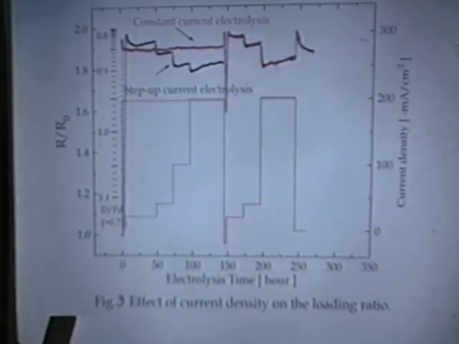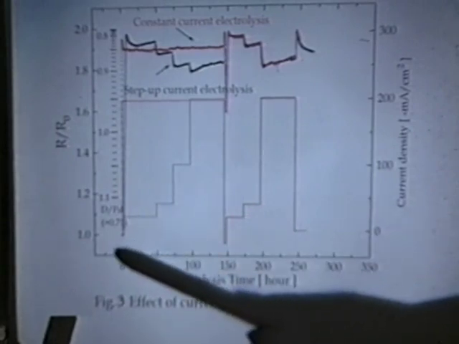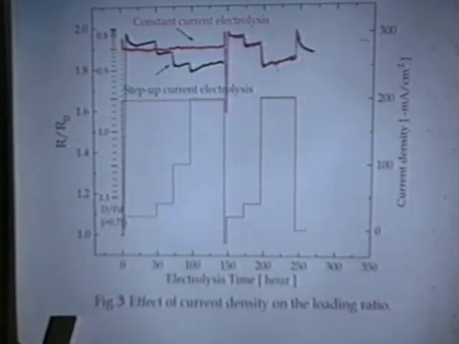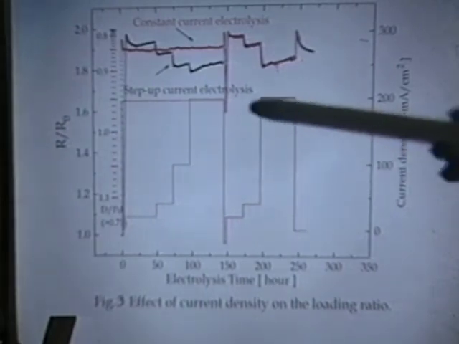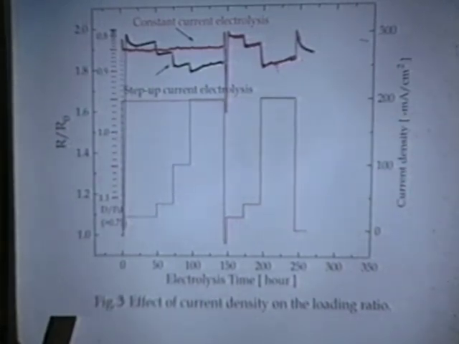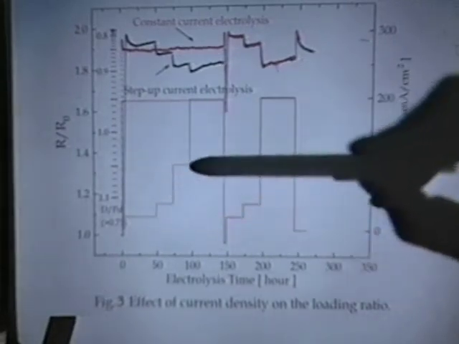This scale shows the D over Pd that is usable over 0.75. We carried out the electrolysis with two current modes. One is constant current electrolysis of 2000 milliampere per square centimeter, and another is step-up current electrolysis.